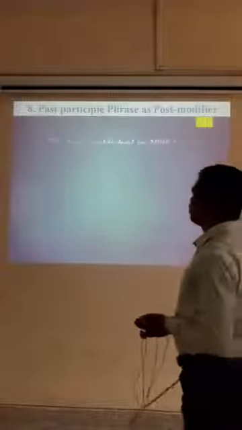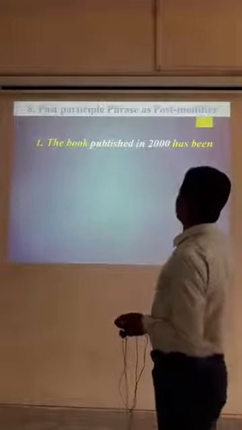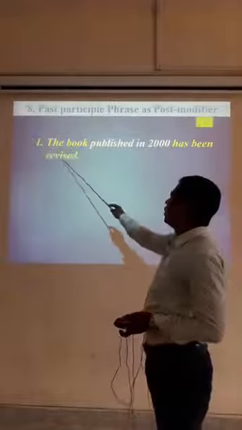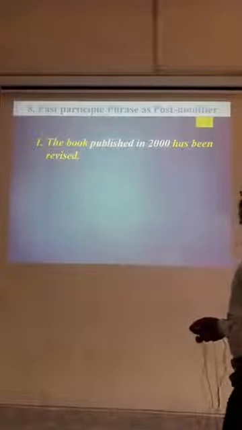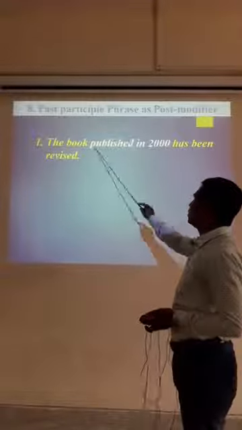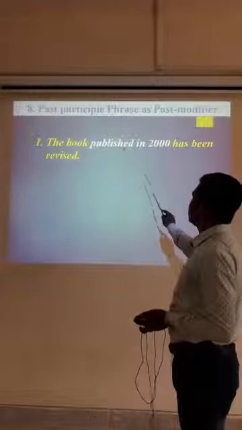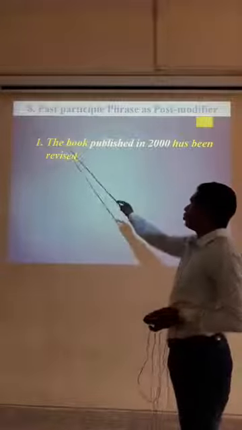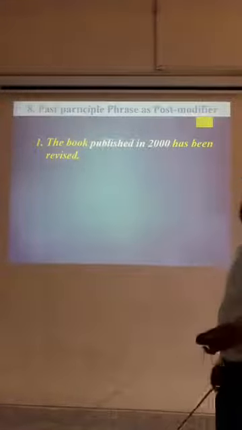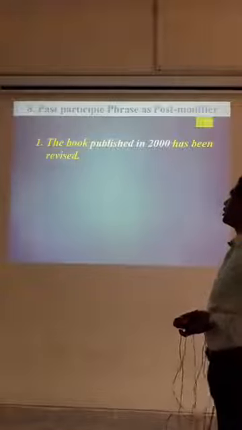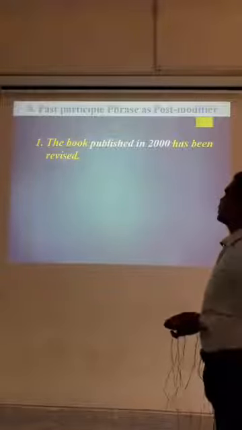Now, number 8. Past participle phrase as post modifier. The book, you can see past participle. The book published in 2000 has been revised. That means published is past participle, and in 2000 is a participle phrase, indicating the word book, sitting after the word book. So the phrase is used there as participle phrase as post modifier.